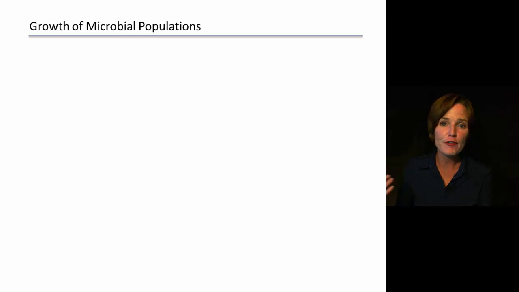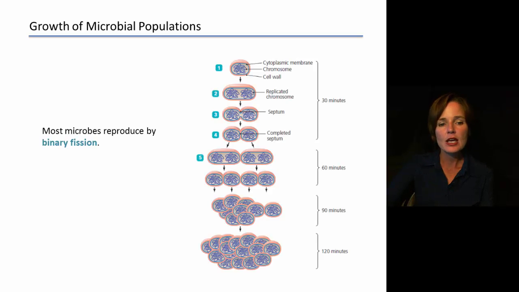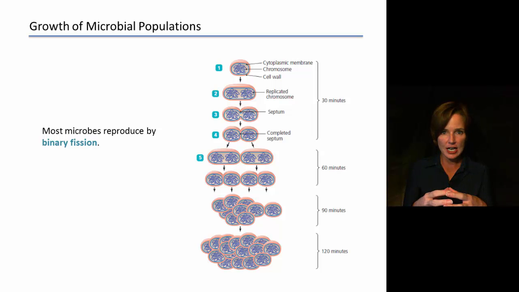Let's talk about the growth of microbial populations. Most microbes are going to replicate or reproduce by binary fission. Binary fission is a pretty simple, fast, rapid process of growth. Initially the genetic information has to be copied, so we will get duplication of the DNA, and then the DNA will be separated.